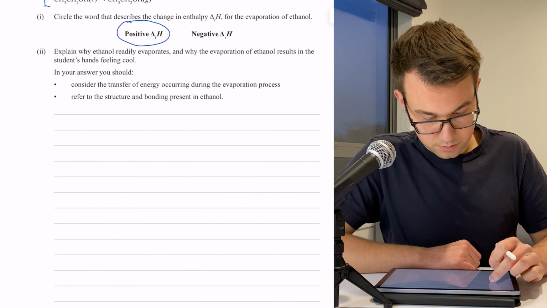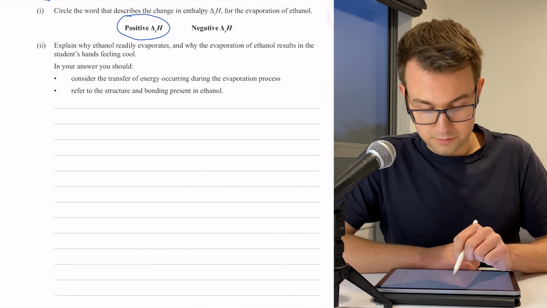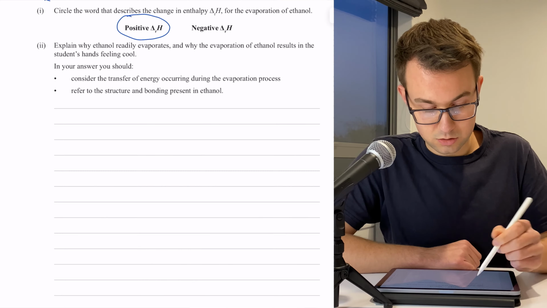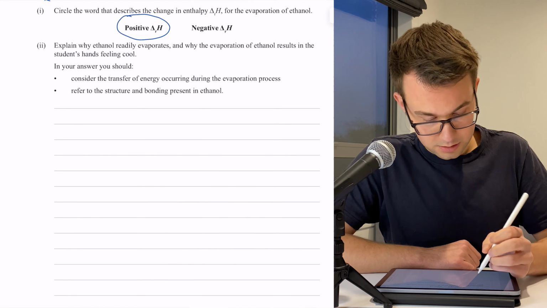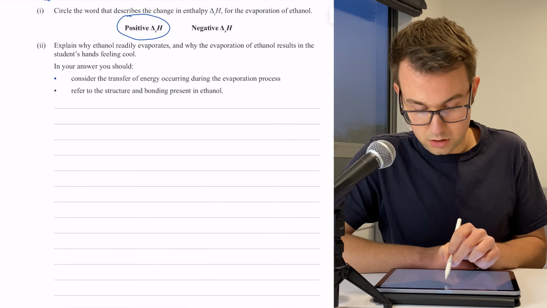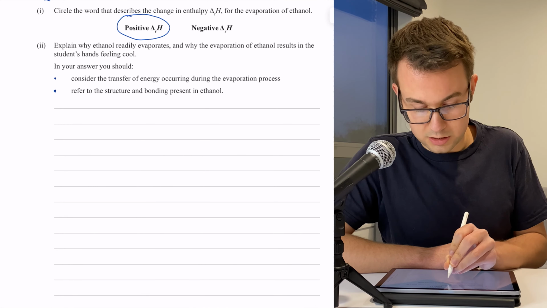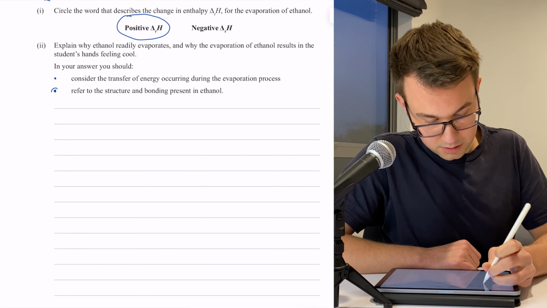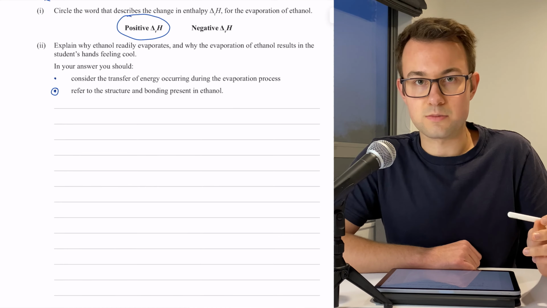Now, we probably should explain what's going on. So explain why ethanol readily evaporates and why the evaporation of ethanol results in the student's hands feeling cool. In your answer, consider the transfer of energy occurring during the evaporation process, and then also refer to the structure and bonding in ethanol. Okay, let's start off. I'm going to start off with doing the bottom bullet point first, just because it makes more sense.